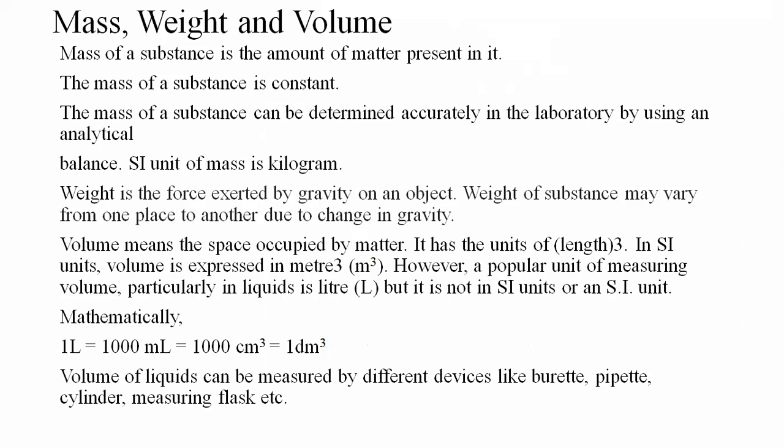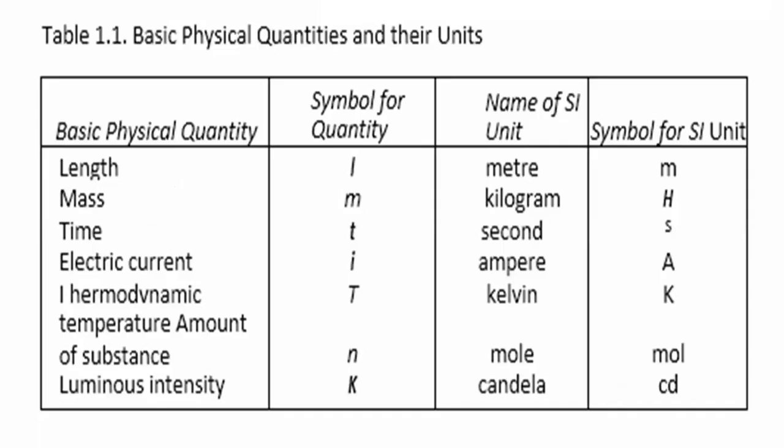Even you should know the definitions of these basic units. If you want to speak about the meter, it is the length of the path traveled by light in vacuum. This is the definition of the meter in SI units: the length of the path traveled by light in vacuum during a time interval of 1 divided by 299792458 of a second.